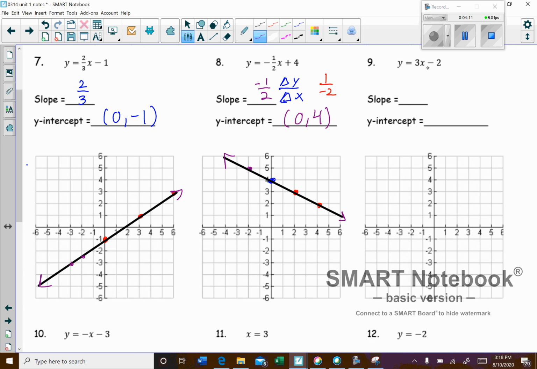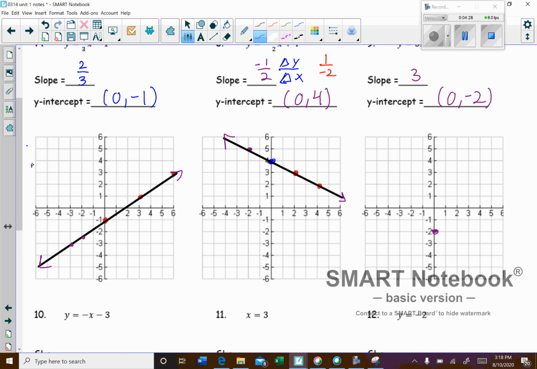On number 9, this time our slope is -3, and our y-intercept is going to be at (0, -2). So we'll plot (0, -2). Now, my slope this time is -3, and you're like, how do I do rise over run? Just put it as -3/1, same thing as -3. Then we can rise, going down 3 and running 1, down 3, run 1. We'll plot our line, and there we go.